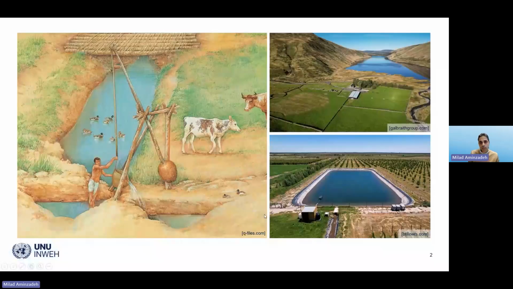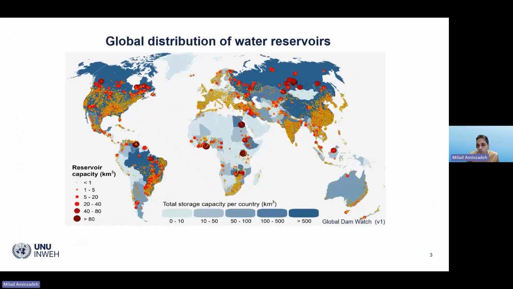Okay. I'd like to start my talk with a few words about the importance of reservoirs. Water reservoirs have been at the core of supporting irrigation and livestock water demand since the dawn of civilization. They simply alleviate the impact of precipitation variability and seasonal water shortages, especially in dry regions of the world. This nice map, which is from Global Dam Watch, shows us the global distribution of water reservoirs.